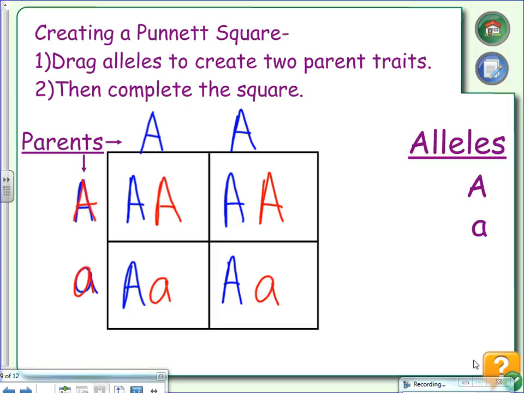So for this offspring, we have 50% that are homozygous dominant. We have 50% that are heterozygous. So we have a 50-50 or a 1-to-1 ratio. And we'll talk more about that later. Just make sure that from this video, you understand how to work the Punnett squares.